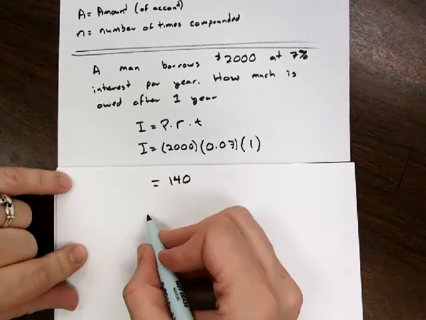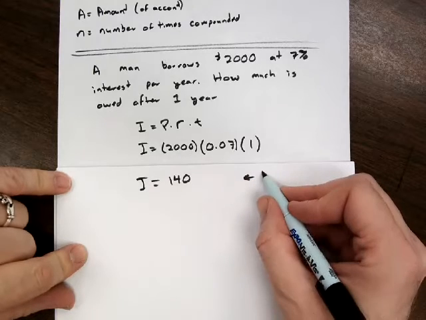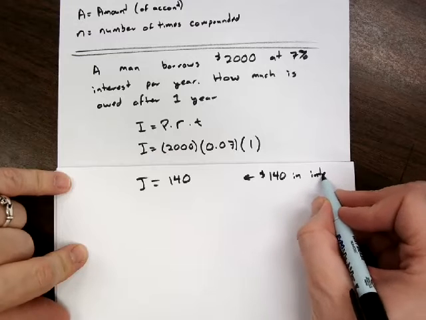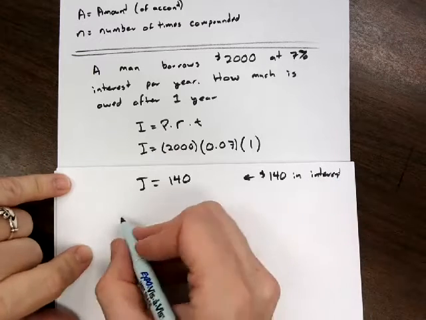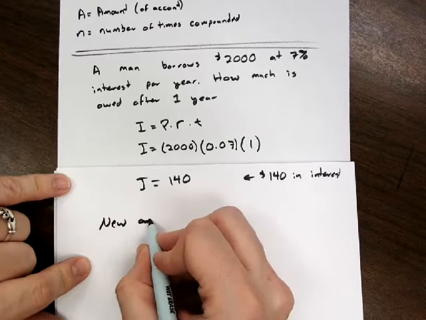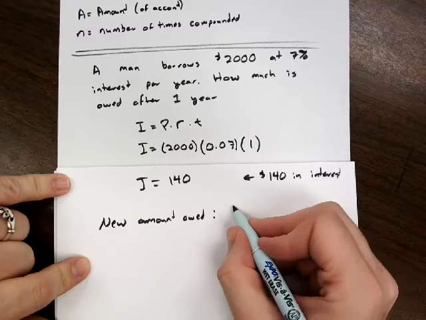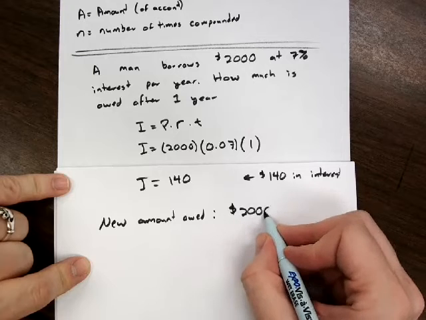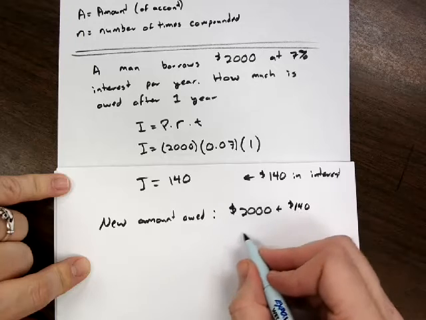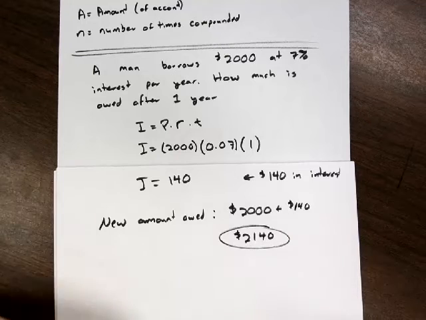So what this means is I've got $140 in interest, so my new amount owed is going to be that original plus my interest. That's going to be $2,140. This seems like a pretty simple thing.